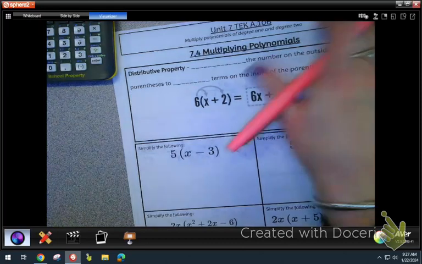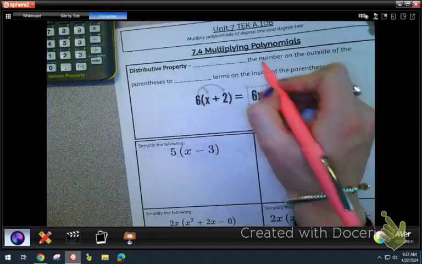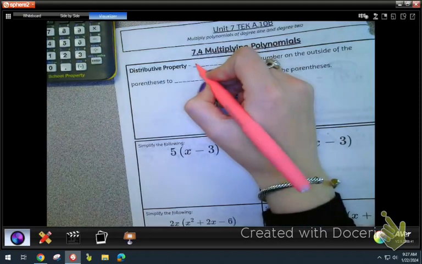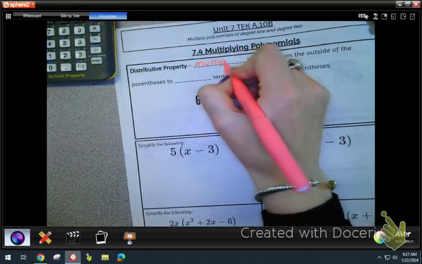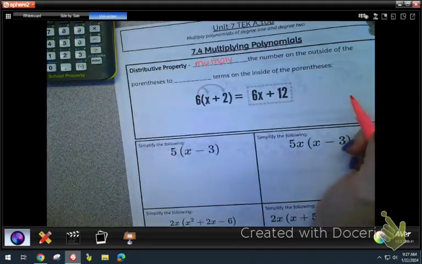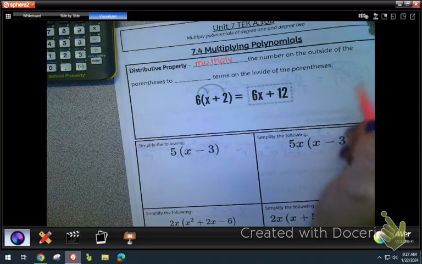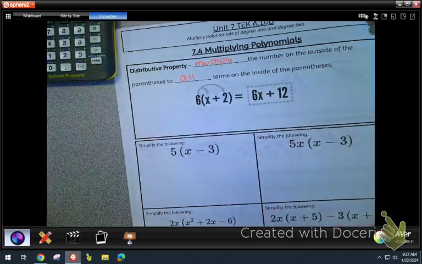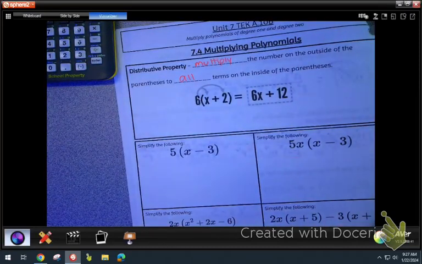So the distributive property is when we do what? Y'all do your little rainbows, and we know that means distribute, but what operation are we actually doing from the outside to the inside? Multiply. So we multiply the number on the outside of the parentheses to all the terms on the inside, okay? So it goes to everything.